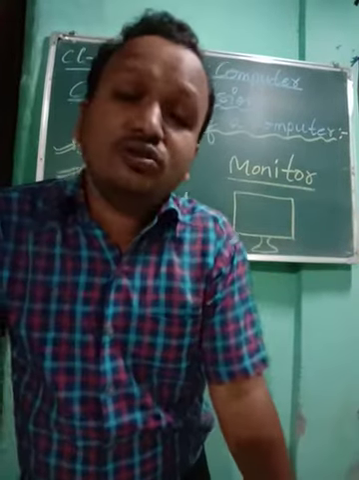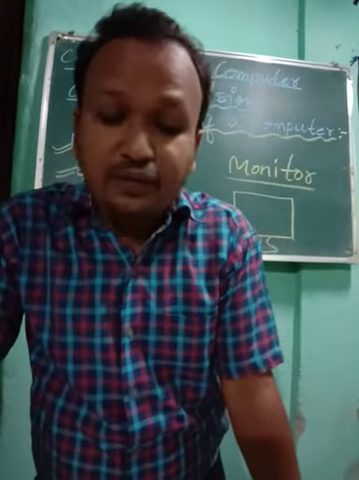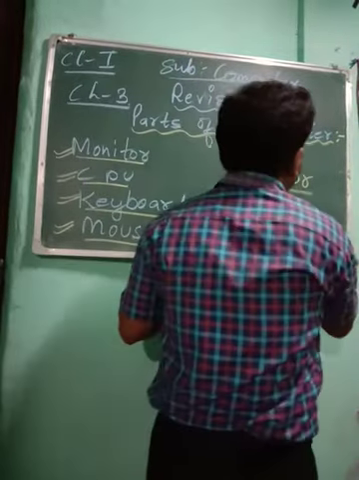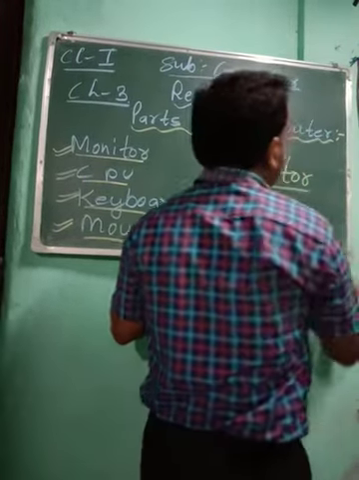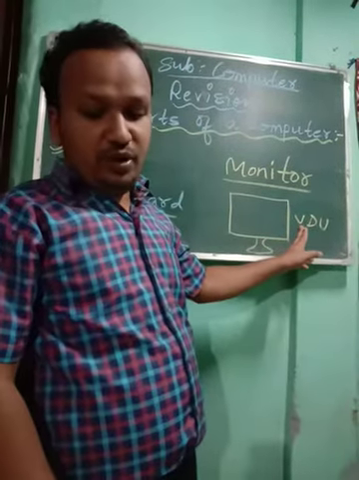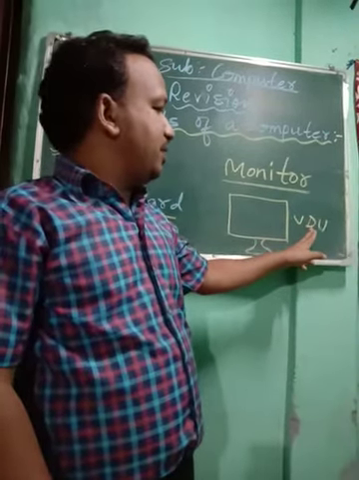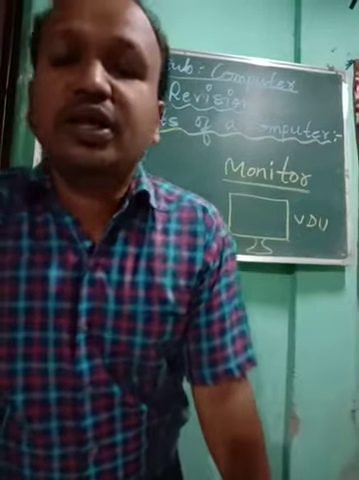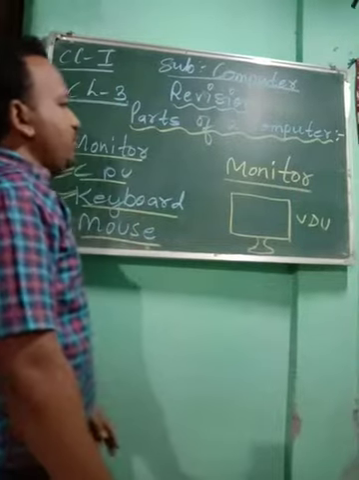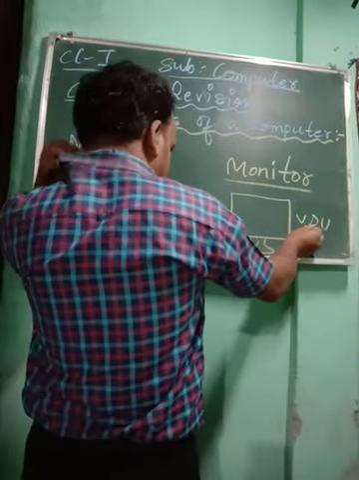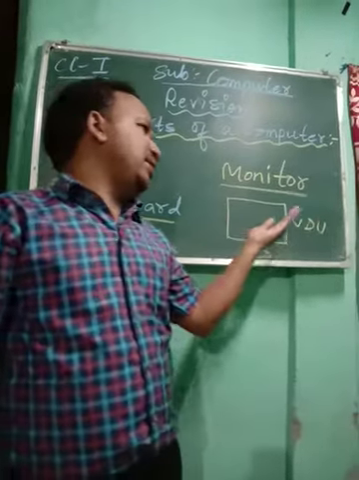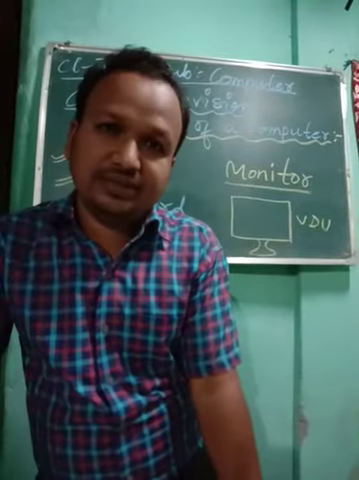And it is also known as VDU, that is visual display unit. V stands for visual, D stands for display, U stands for unit, visual display unit. So monitor is also known as what? VDU, that is visual display unit. So it is exactly like a TV screen.